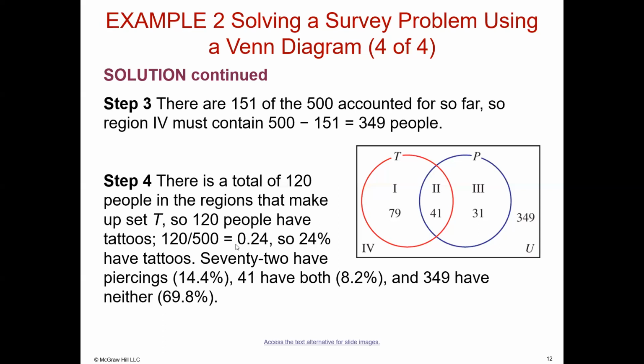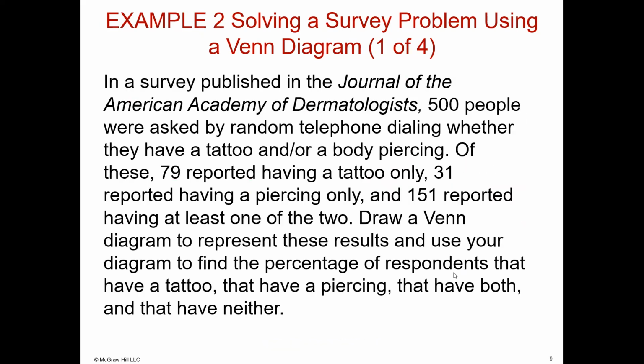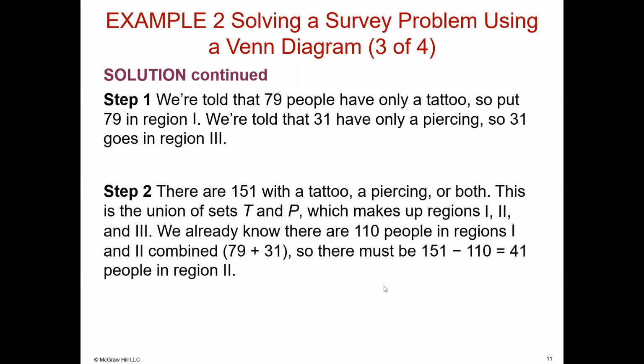And that turns that into a relative frequency number of 0.24. To turn a decimal into a percent, we just multiply that by what? 100%. And we get what? We've answered this question. So what percent of the 500 people surveyed had a tattoo? 24%. Exactly.